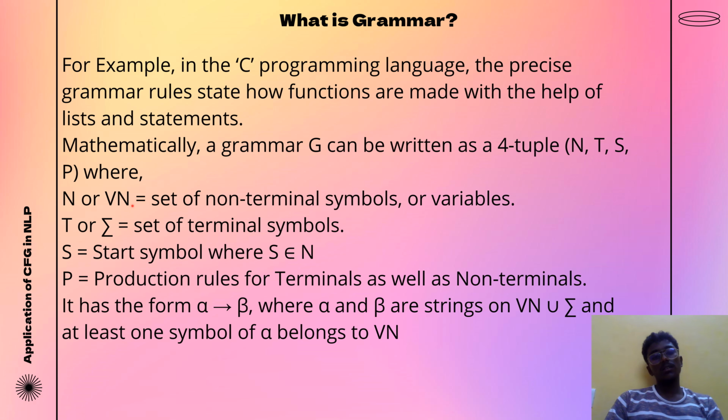N or V, we'll mainly use V, is the set of non-terminal symbols or variables, and sigma or T, we'll also use sigma, is the set of terminal symbols. S is the start symbol, where S belongs to N, which is the set of non-terminal symbols. P is the production rules for terminals as well as non-terminals. It has the form A to alpha to beta, where alpha and beta are strings on V or N, the set of non-terminal symbols or variables, union terminal symbols, and at least one symbol belongs to N.